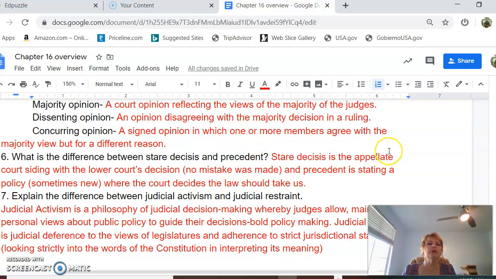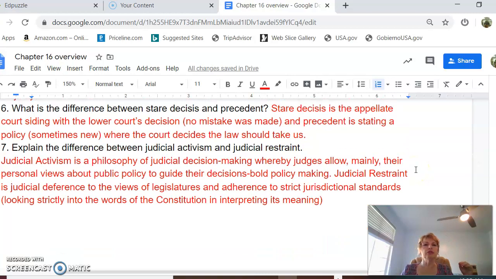What is the difference between stare decisis and precedent? Stare decisis is the appellate court siding with the lower court's decision. No mistake was made. And precedent is stating a policy. Sometimes precedents can be new, where the court decides the law should take us, setting a new standard.